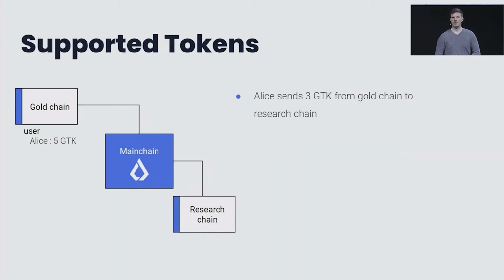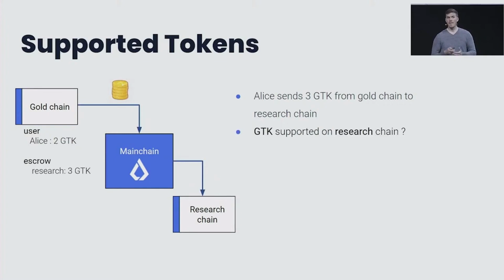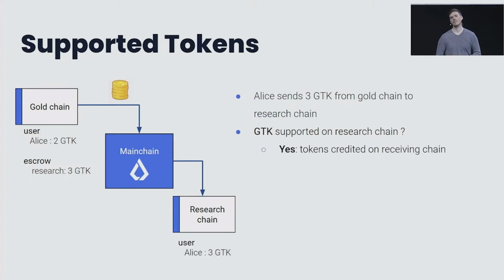So we introduce this notion of supported tokens. And when the tokens are transferred from one chain to the next, of course, they are escrowed. But once they reach their receiving chain, the token module will ask the question, is that token supported on this receiving chain? If yes, then the tokens are credited, no problem. And if no, the tokens are just sent back and the transaction can be reverted on the gold chain.